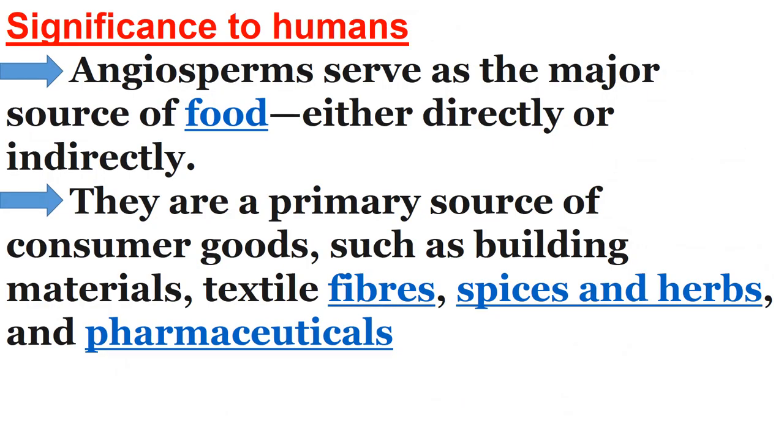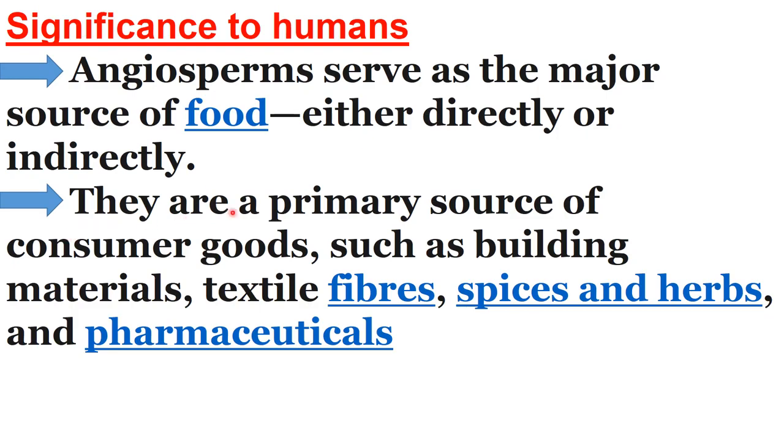Next topic is the significance of angiosperms to humans, meaning how angiosperms are beneficial to us. First, angiosperms serve as a major source of food. Many angiosperms provide us food, directly or indirectly. Indirectly means some herbivorous animals eat the angiosperm plants and then those are eaten by humans. So directly or indirectly, angiosperms serve as the major source of food for us.